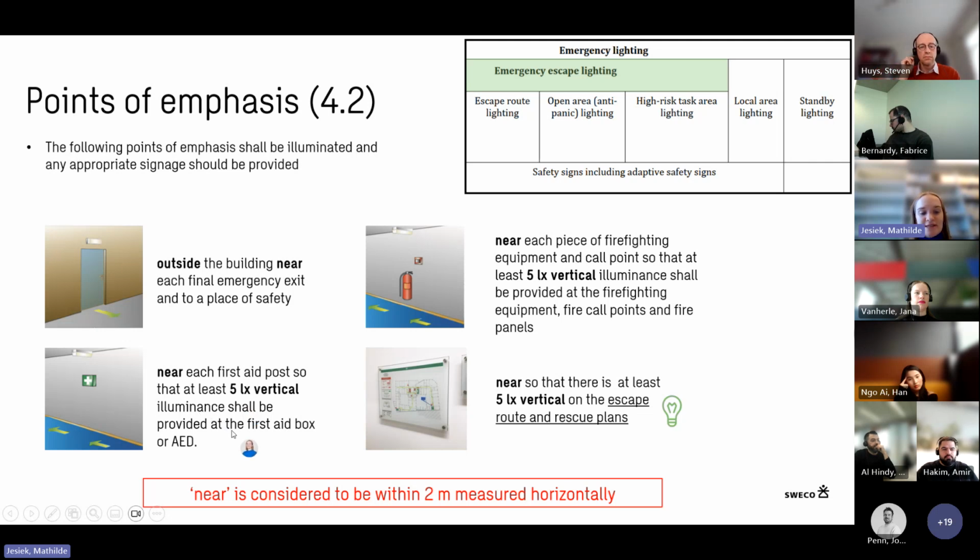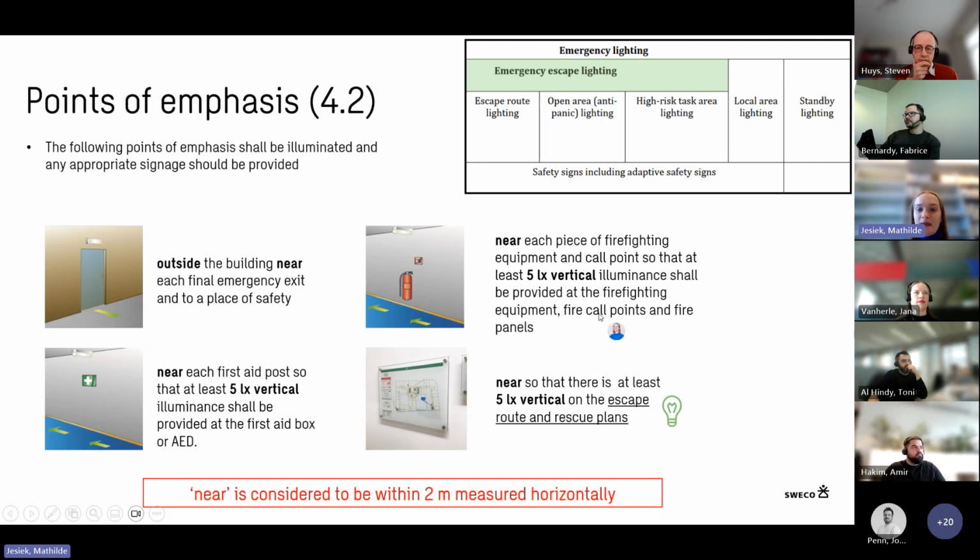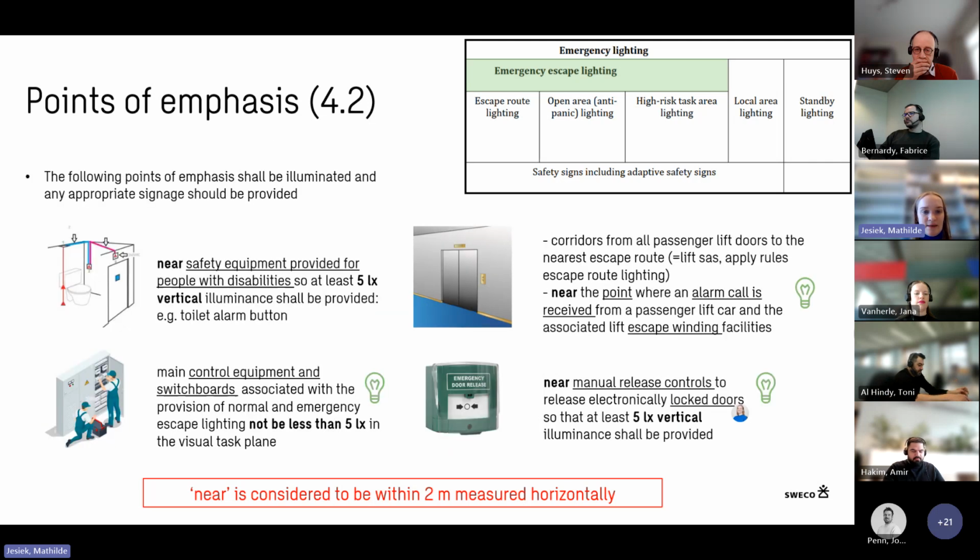So this is more about first aid posts and AED systems. Then next to or near firefighting equipment or fire hoses and call points, so push buttons. And then also a new one in the norm, the escape routes and rescue plans, which are often close to the evacuation doors. So also look for those when you're designing an emergency light installation. Then also near equipment for people with disabilities, but this is a bit less common in Belgium.